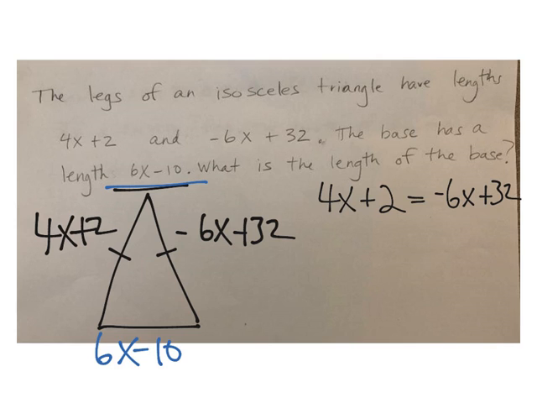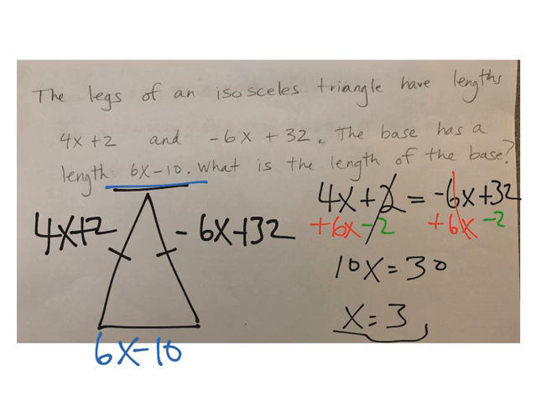And then, of course, it's just about solving for x now. So I'll just go ahead and add 6x to both sides. At the same time, I'll go ahead and take this to the other side. So now I'm left with 10x equals 30. x equals 3. Now, this is not my answer, but I must plug it in here, right?